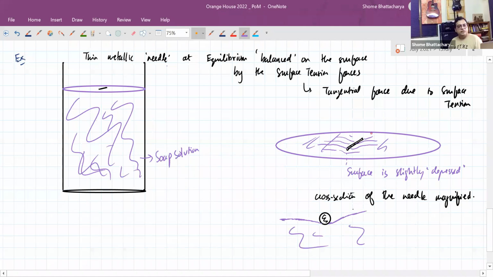So what is happening is that the forces acting on it because of surface tension are acting like this on either side. These are the tangential forces acting symmetrically on either side because of the surface tension. And that is what is able to balance its weight.